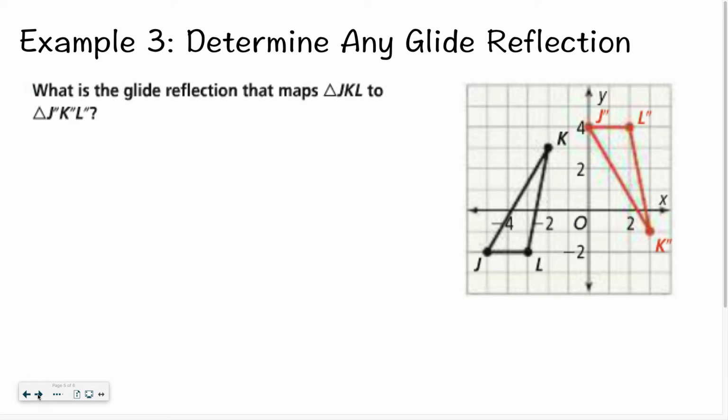And so let's look at this last example. We want to determine any glide reflections. So we want to figure out what is the glide reflection that maps triangle JKL to triangle J double prime, K double prime, and L double prime. Okay, so that double prime tells me that it's moved twice. So we're going again from the black triangle to the red triangle, and we want to figure out what composition, so what 2 rigid motions are put together to make this single motion happen.